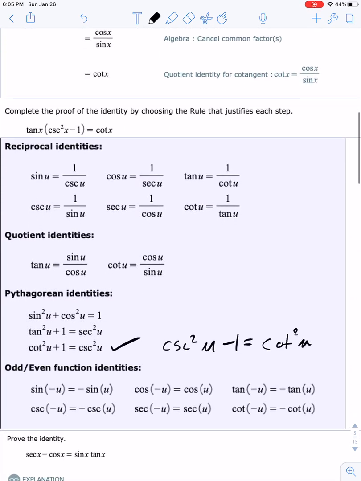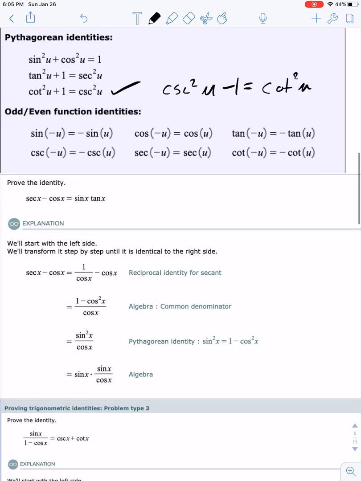Okay. Next problem, same idea, complete the proof. Oh, that's one we just did, sorry. Prove the identity secant x minus cosine x. So again, those first ideas: substitution when possible, things in terms of sine and cosine. I don't have any squared terms, so I know I'm not going to start with my Pythagorean identity. So let's go ahead and write things in terms of sine and cosine.